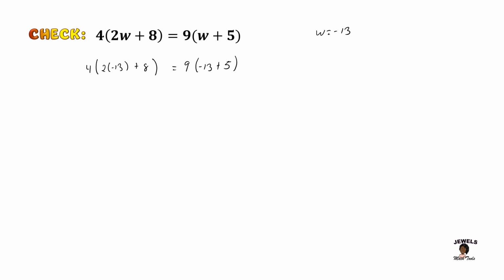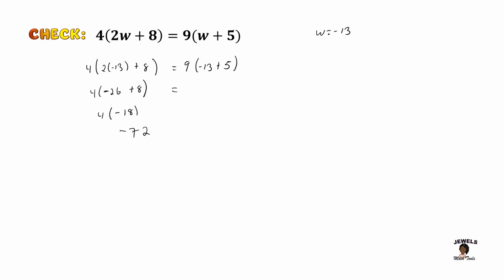So now let's simplify our left-hand side of the equation. So we have 2 times negative 13, which will equal negative 26. That will be added to our 8. So negative 26, when added to 8, will equal negative 18. And then our 4 times negative 18 will equal negative 72.